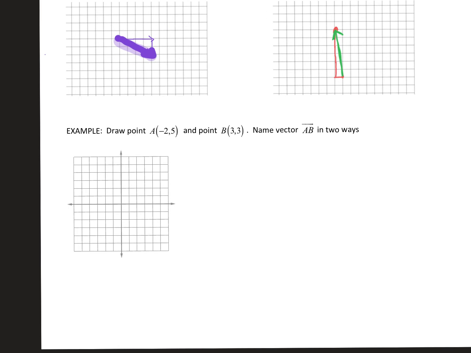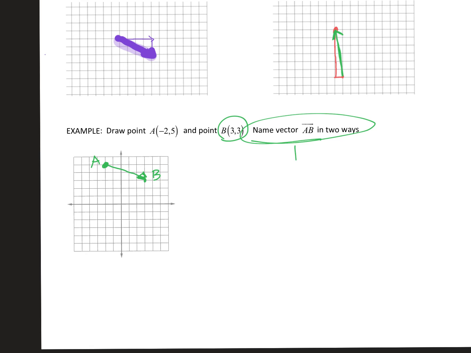Okay, next, let's move this up. They give me 2 ordered pairs in very specific locations. A is at negative 2, 5. 1, 2, 3, 4. Right there, that's A. And B is at 3, 3. 1, 2, 3, 1, 2, 3. There's B. And then they want me to name vector AB. Now notice A has to be the tail, B is the head. The directions matter.